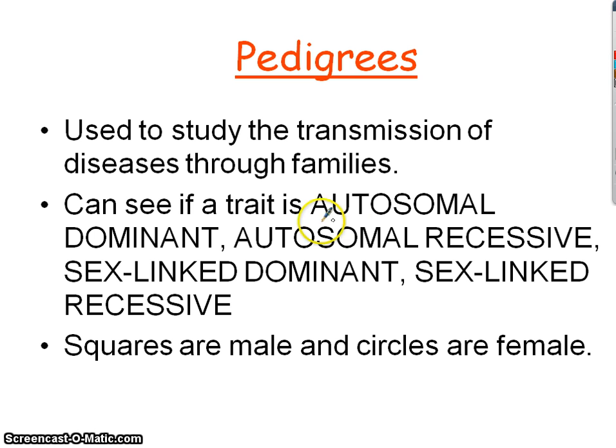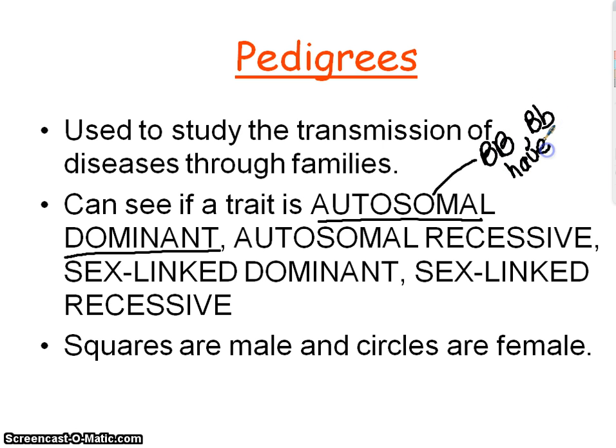The first pattern was autosomal dominant. Autosomal just means it's not sex-linked. So an autosomal dominant trait would be represented by, for example, big B, or big B, little b. People that showed one of those would have the trait. That's what autosomal dominant means. What would be the code if it was an autosomal recessive trait? Little b. So people with little b would show the trait.